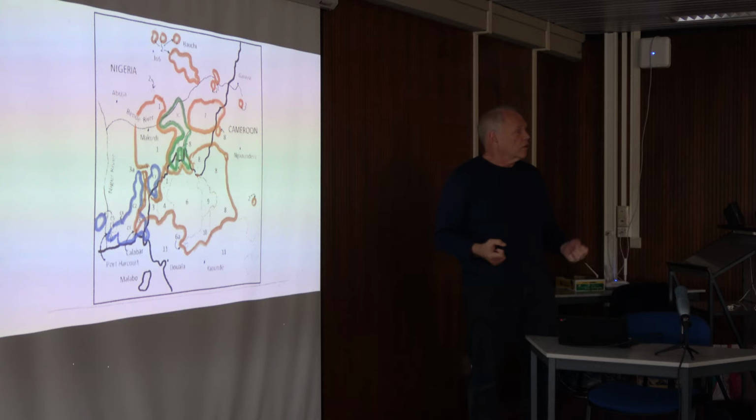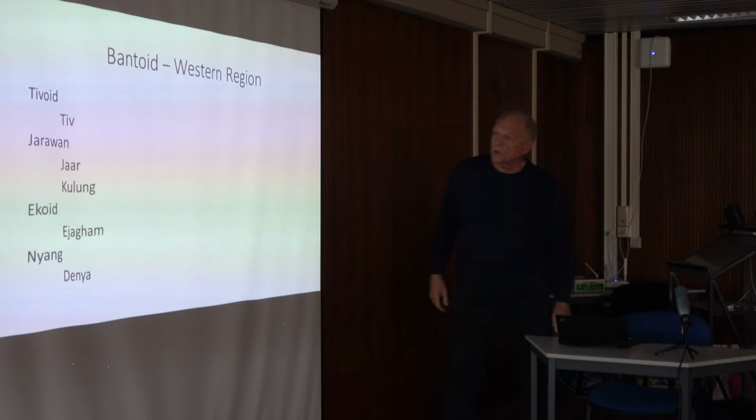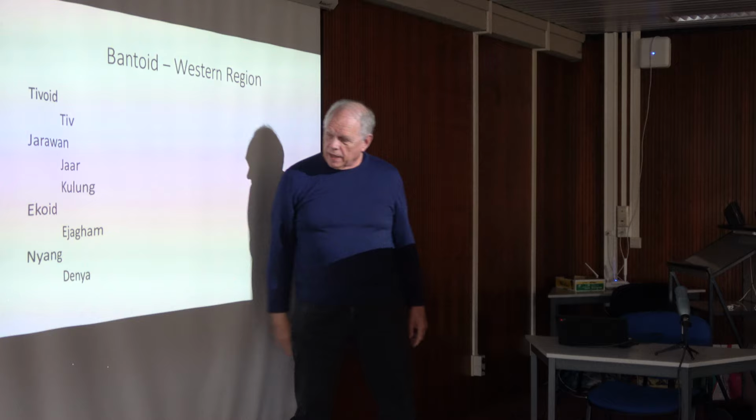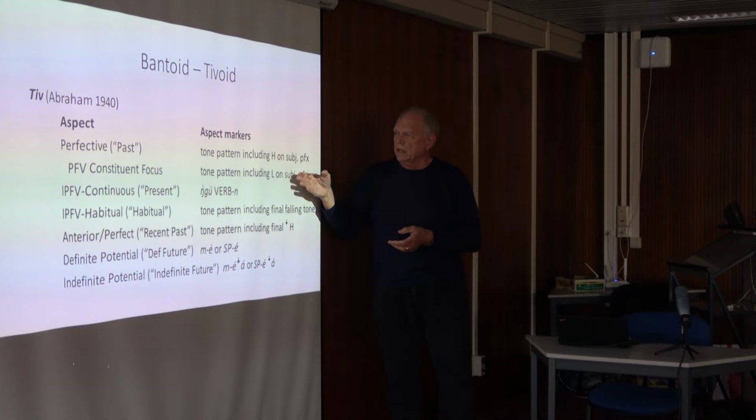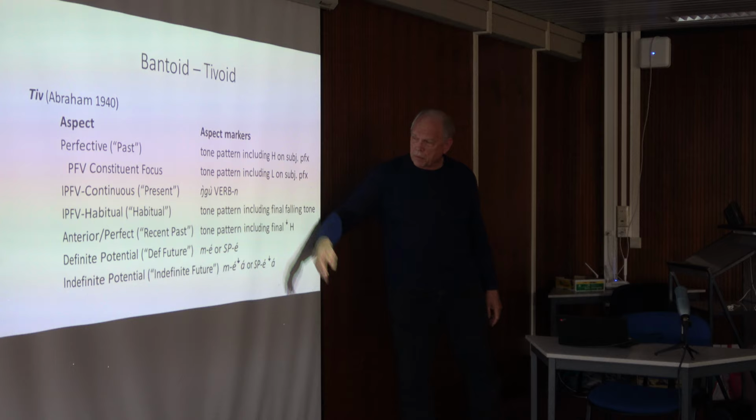So let's look at the western group. We've got Tiv, Jar and Kulung from Jarawan, Ejagam, and Denya, representing these different groups. So Tiv, Abraham, 1940, he saw them as past and present and so forth. But you look at it closer, you begin to see that these are aspects again. And basically tone pattern here seems to distinguish it from the constituent focus form. The imperfective has this ngu, pre-verb, and that might be part of the nga.